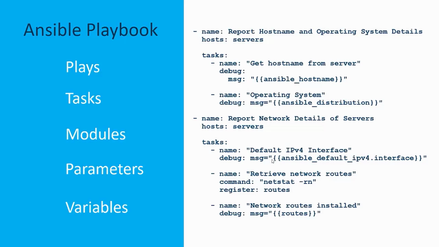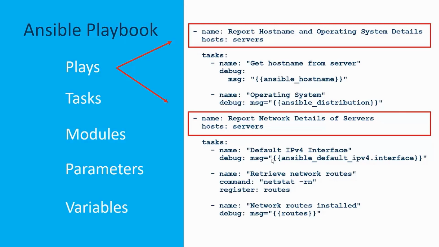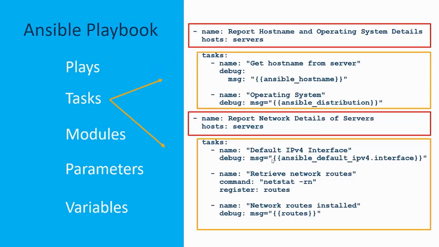You can see that it has plays. Here we can see two plays. One, we're going to report host name and operating system details, and the second play, report network details of servers. The hosts are set up in the host file, and those define the actual IP address or domain names of the devices. For tasks, we have on the first play two tasks: get the host name from the server and then get the operating system.